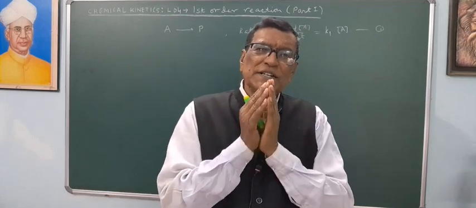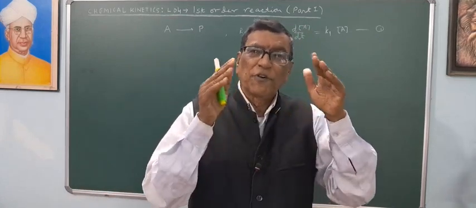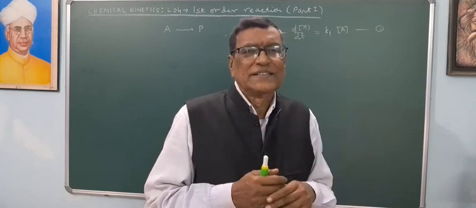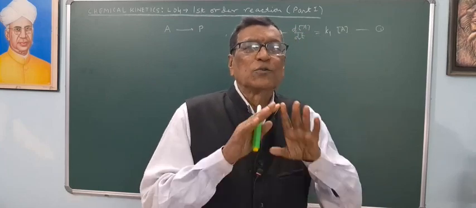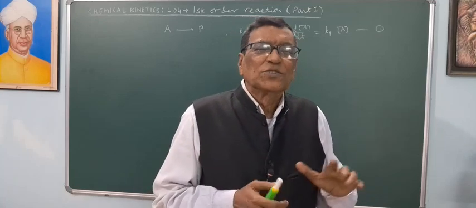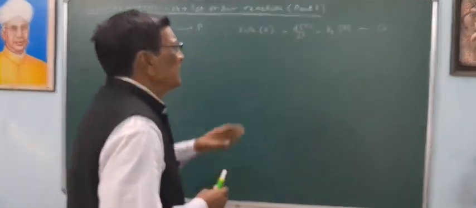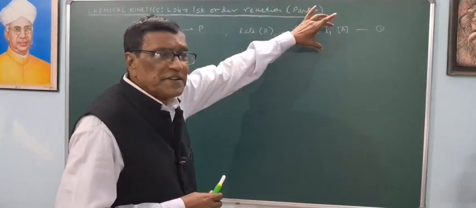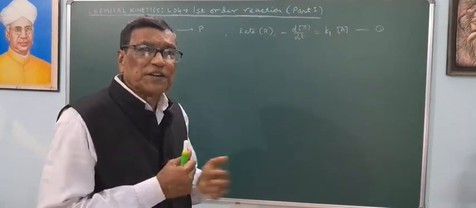This rate constant is constant for the reaction at a given temperature, unless the experimental conditions are widely varied. So this is equation number 1, and this is the differential form of the rate law.